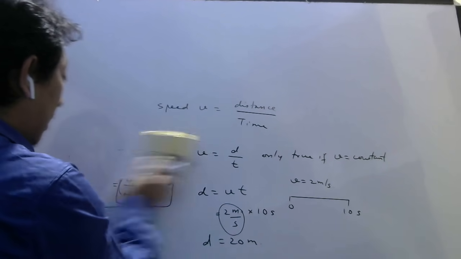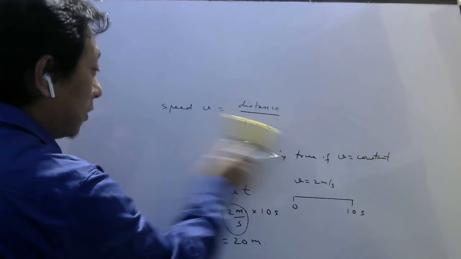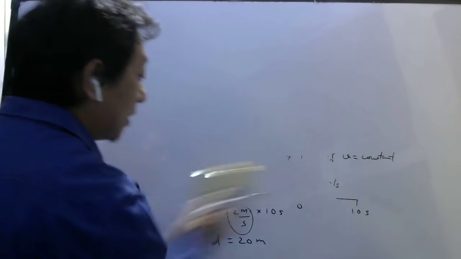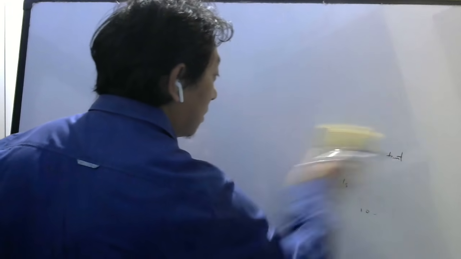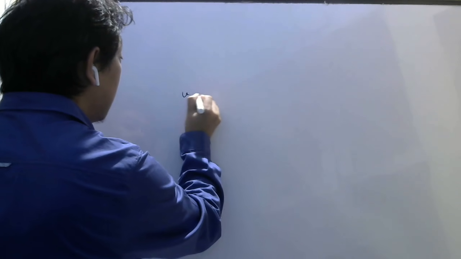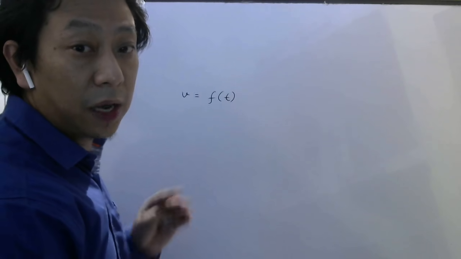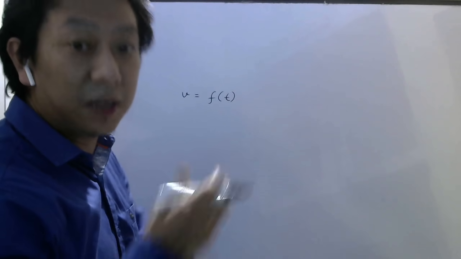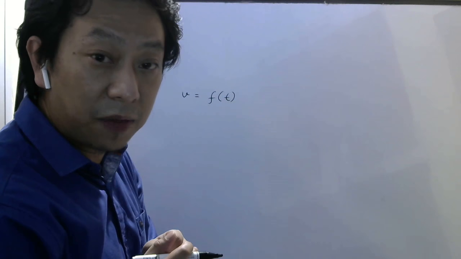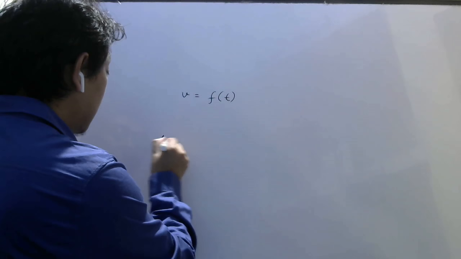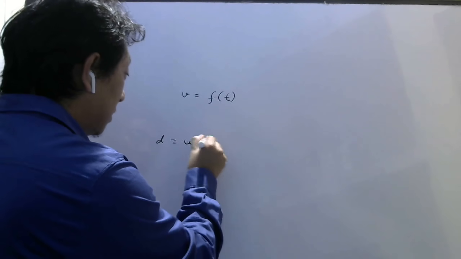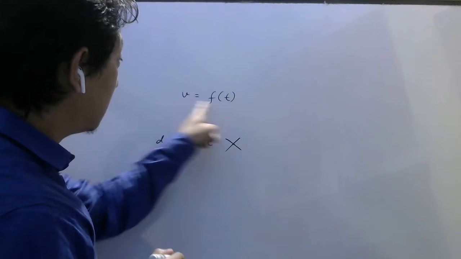But there can be a situation where you are accelerating. You are moving with different speed in this interval of time. So if you are moving with different speed during the interval of time, that means mathematically speed is a function of time. Then how will you calculate the total distance covered in 10 seconds or any interval of time? Then you cannot write distance equal to speed into time. This will not be allowed because your speed is changing.